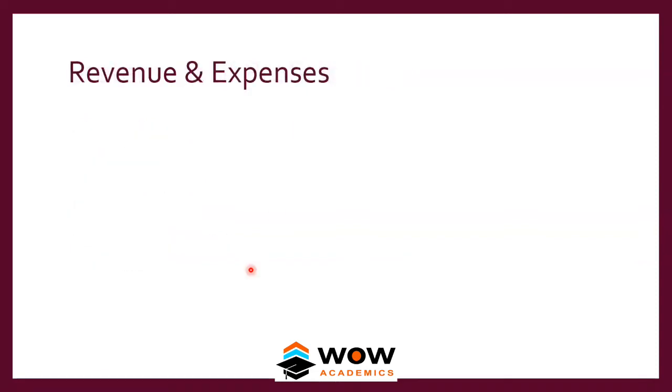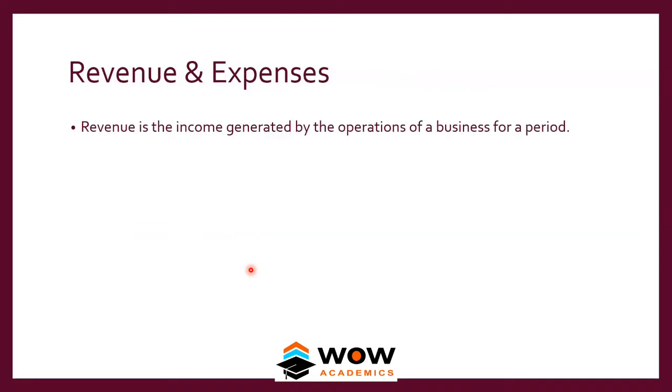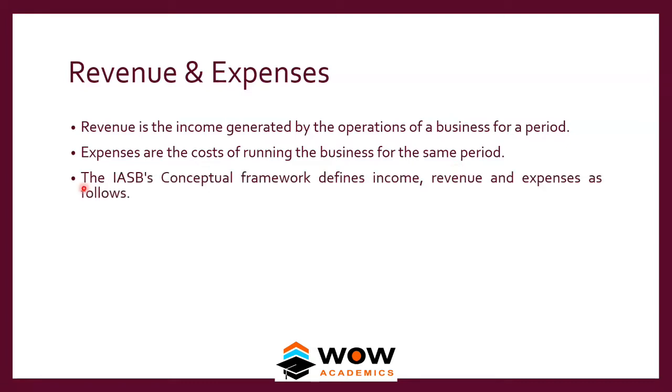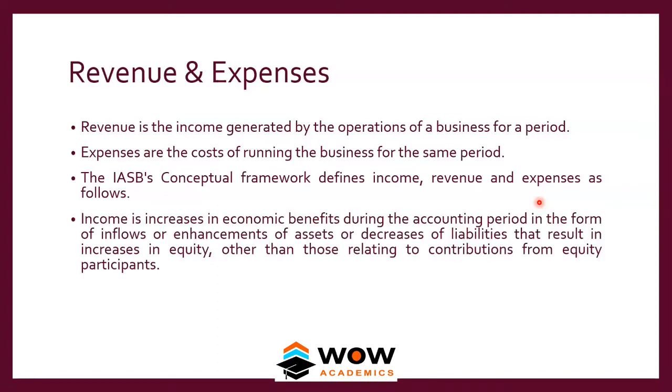So we'll start with revenue and expenses. See, revenue is the income generated by the operations of a business for a period. Expenses are the cost of running the business for the same period. So the IASB's or IFRS conceptual framework defines income, revenue and expense as follows. There's a definition for each and every single item here, and only if the transaction meets that definition, it can be recorded. So income's definition is this.